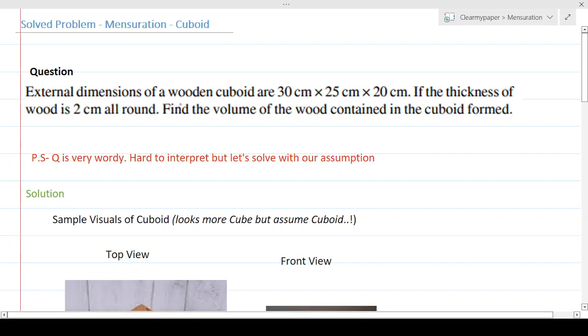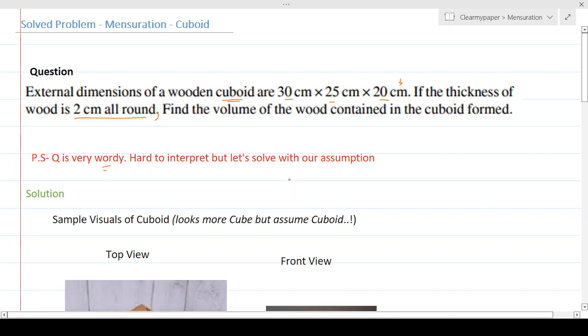External dimensions of a wooden cuboid, so we know it's a cuboid problem, are 30 by 25 by 20 centimeters. If the thickness of wood is 2 centimeter all round, find the volume. The way this question is phrased, there's no punctuation. Find the volume of the wood contained in the cuboid formed. Looks like a very wordy problem and hard to interpret what they are saying.